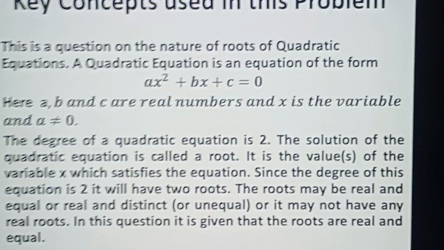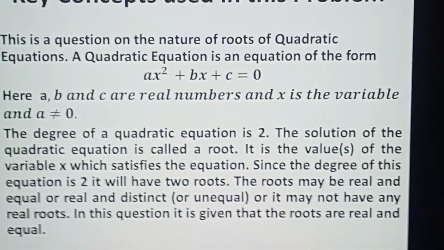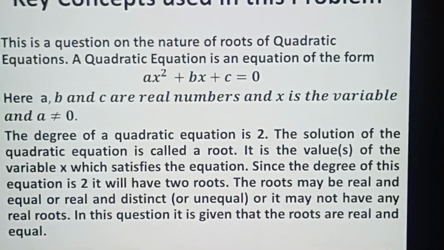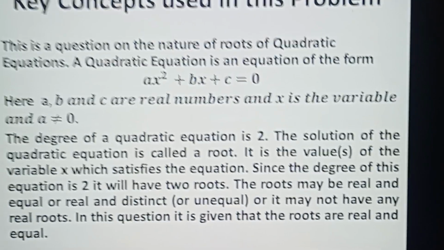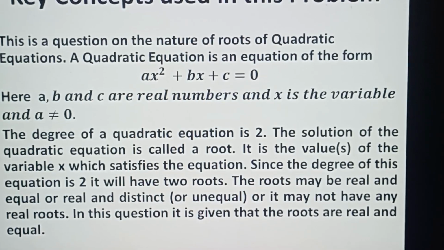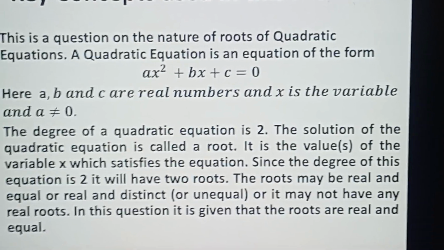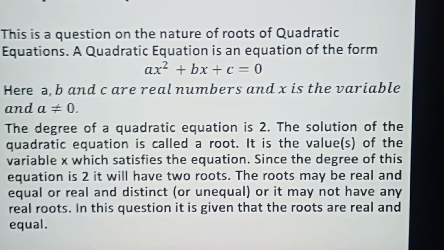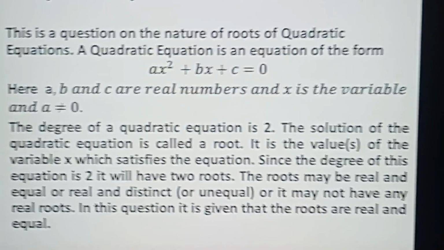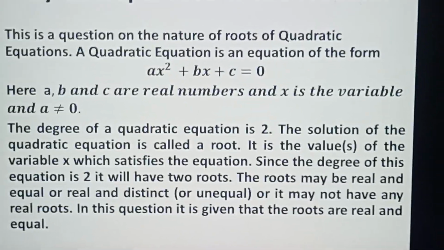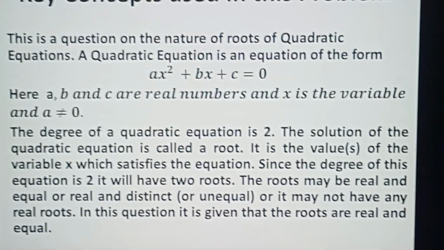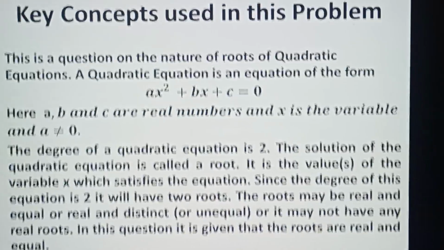The degree of a quadratic equation is 2. The solution of the quadratic equation is called a root. It is the value or values of the variable x which satisfy this equation. Since the degree of this equation is 2, it will have two roots. The roots may be real and equal, or real and distinct or unequal, or it may not have any real roots. In this question, it is given that the roots are real and equal.